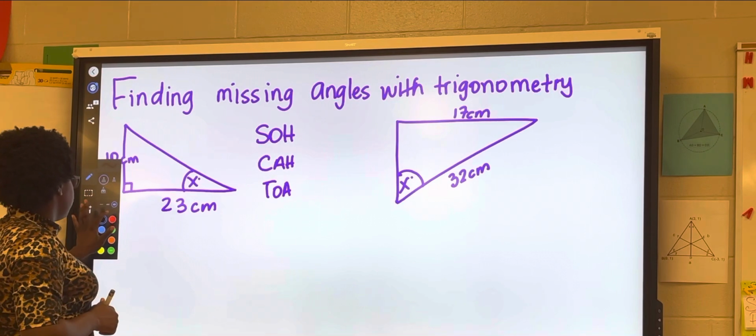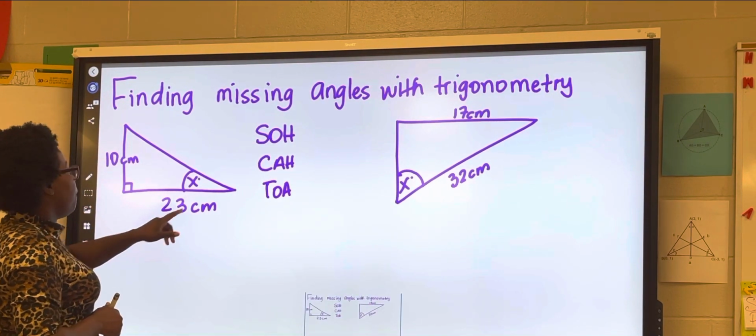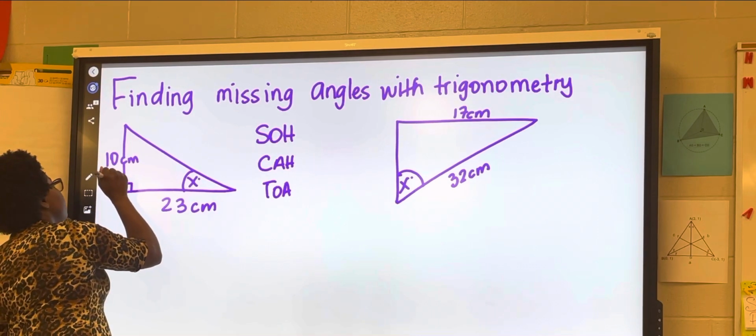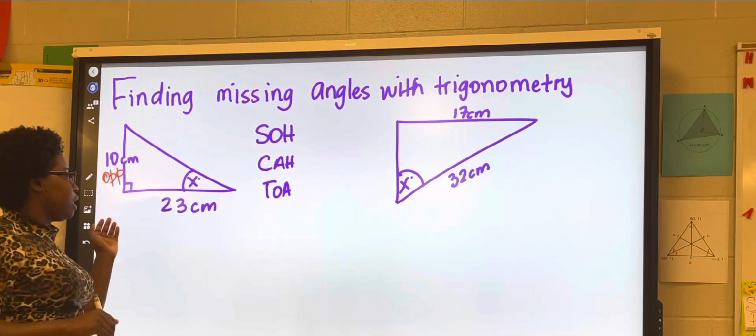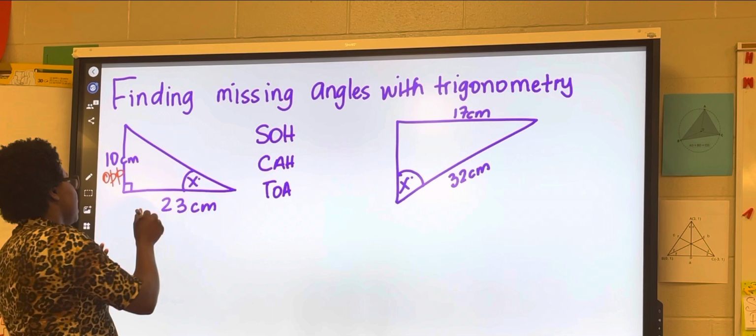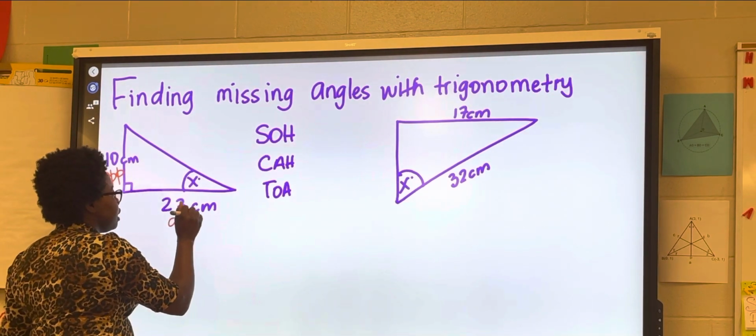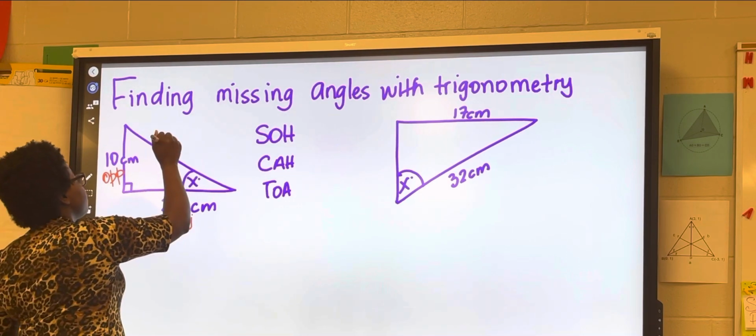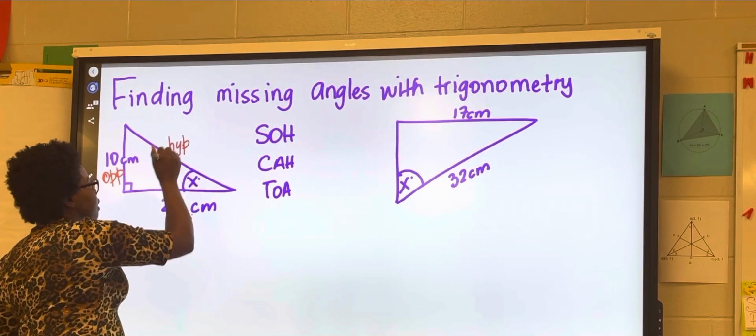So we are going to label the sides right now. The opposite side is the side opposite to the angle. So 10 here is my opposite side. Adjacent is the side adjacent to the angle, and the adjacent is right here. And the hypotenuse is always opposite to the 90 degrees. So we have it right here.